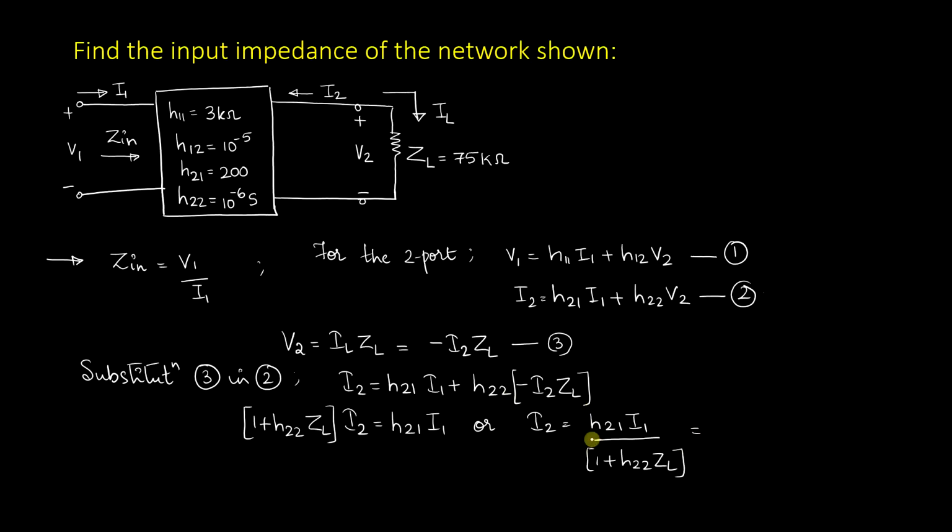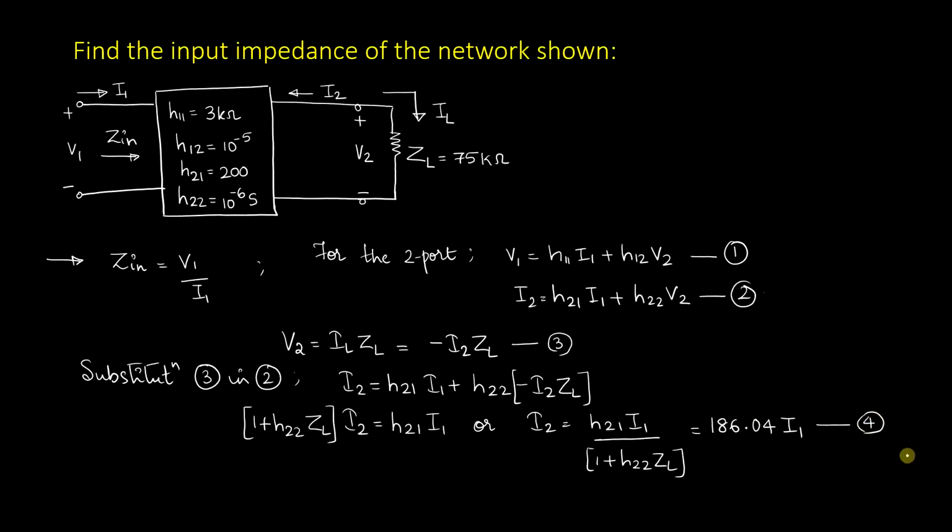You know the value of H21, you know the value of H22, you know the value of ZL, so I2 is equal to 186.04 I1. So you have obtained I2 here. Now substitute this value of I2 in the equation for V2. I will name this as equation number 4.